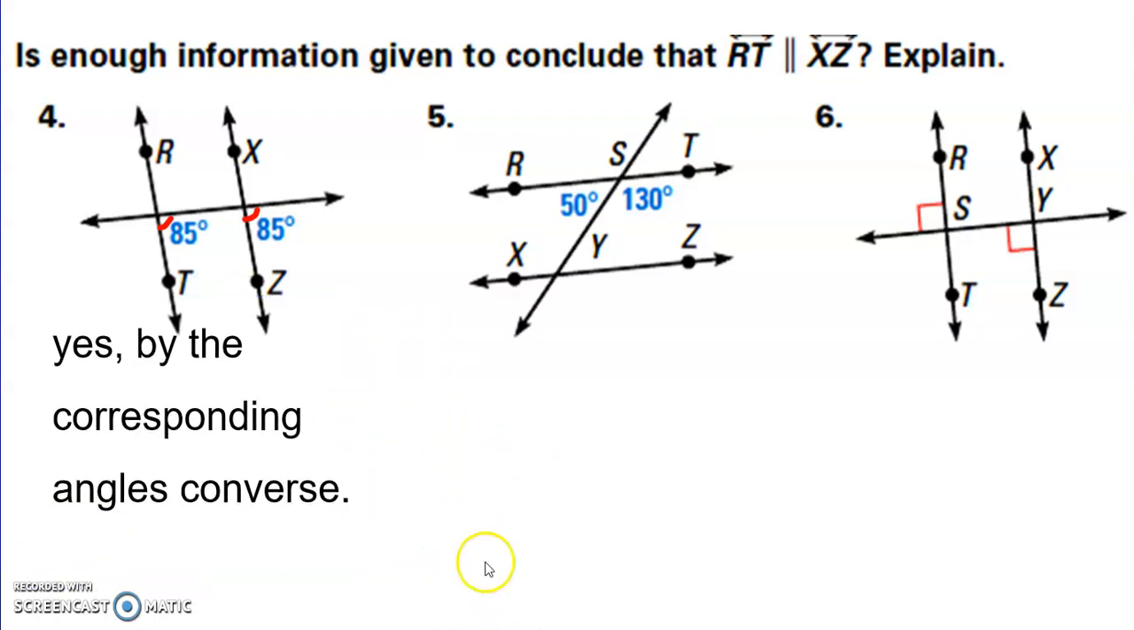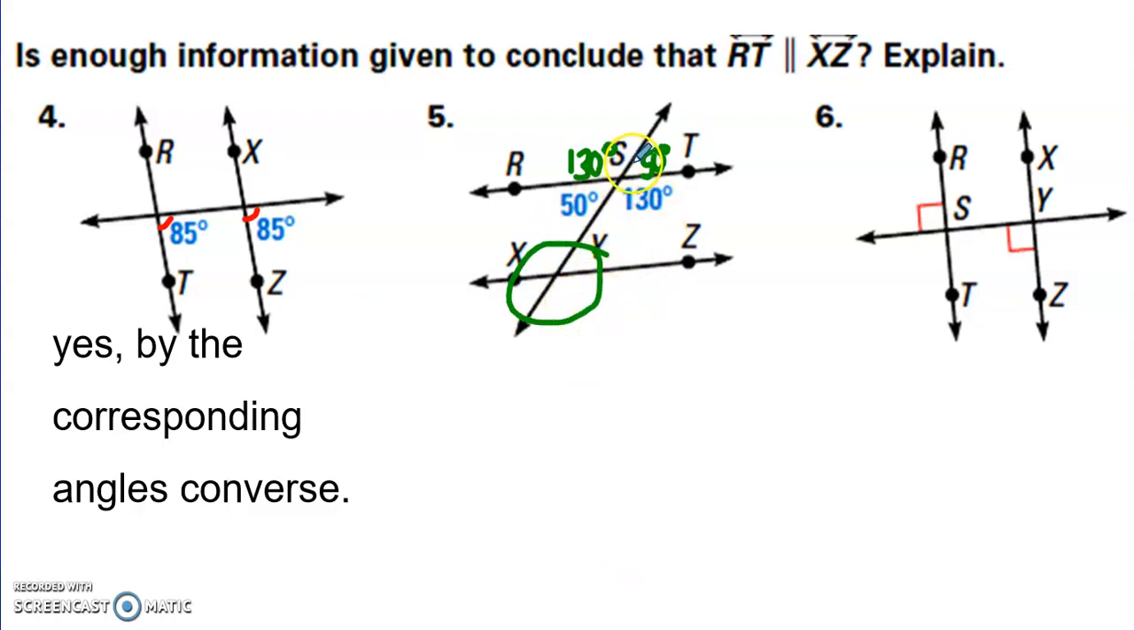Okay. Right now, we can't say that they're parallel, but let's see what additional information we have. We do know vertical angles are congruent, so this one's also 130 and this one is 50 degrees. They're across from each other. They're vertical angles, so they're congruent. But we don't know anything about the 4 angles down here.